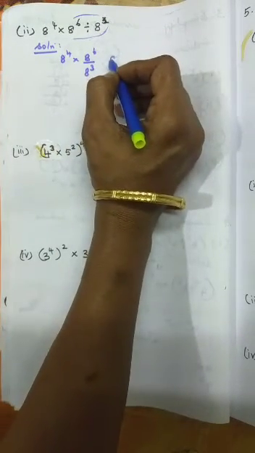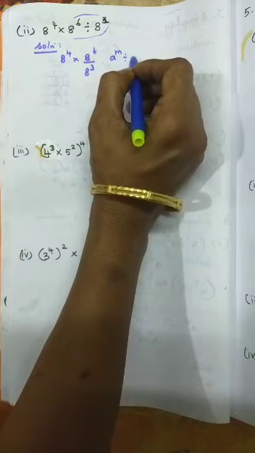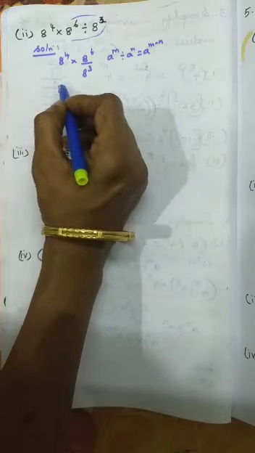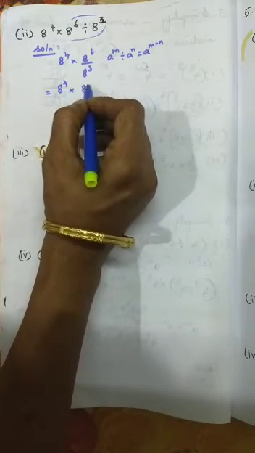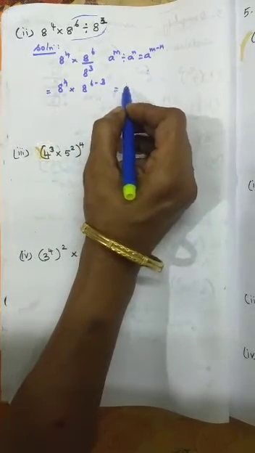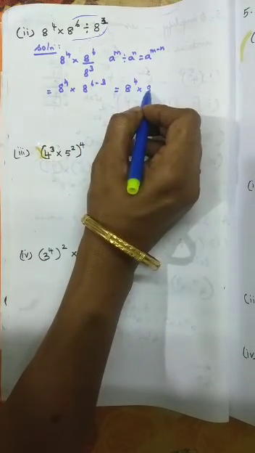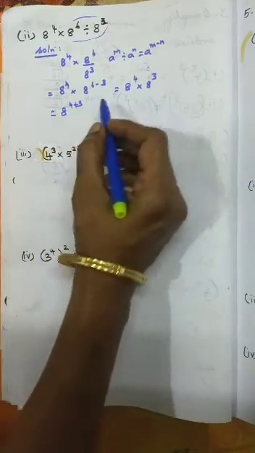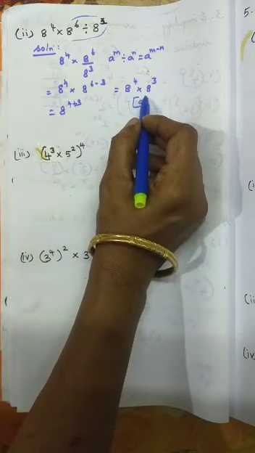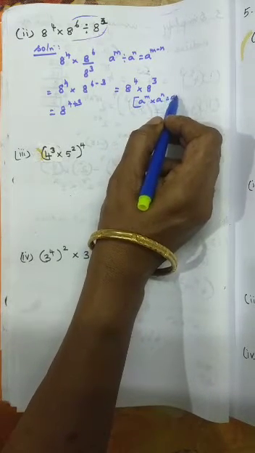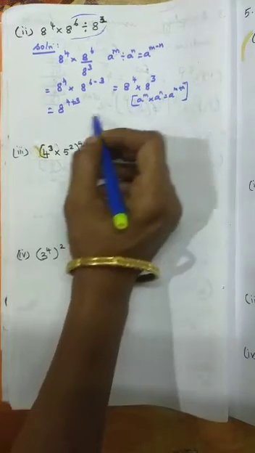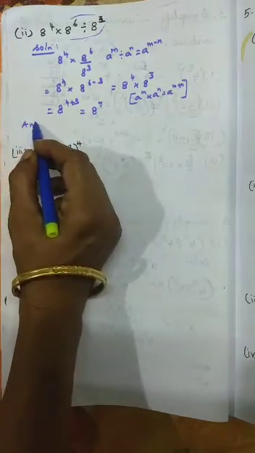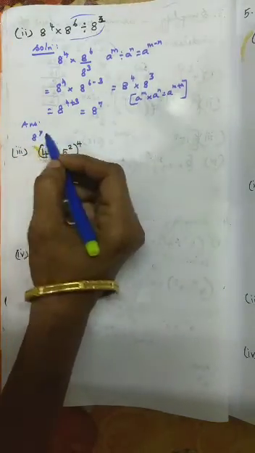So we are using the quotient law, a power m divided by a power n equal to a power m minus n. So 8 power 4 into 8 power 6 minus 3 is equal to 8 power 4 into 8 power 3. So 8 power 4 plus 3. Here we are using the product rule. A power m into a power n equal to a power m plus n. Okay. Is equal to 8 power 7. So the answer is 8 power 7.